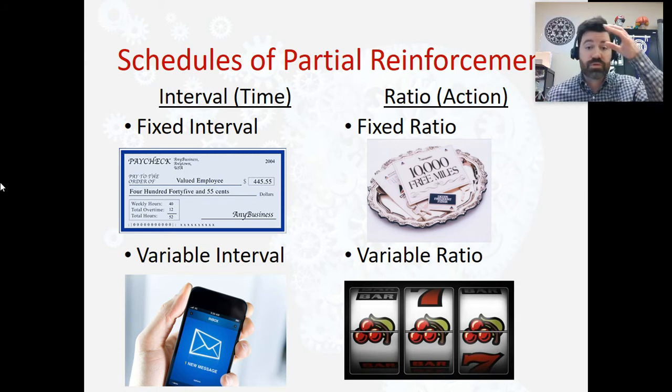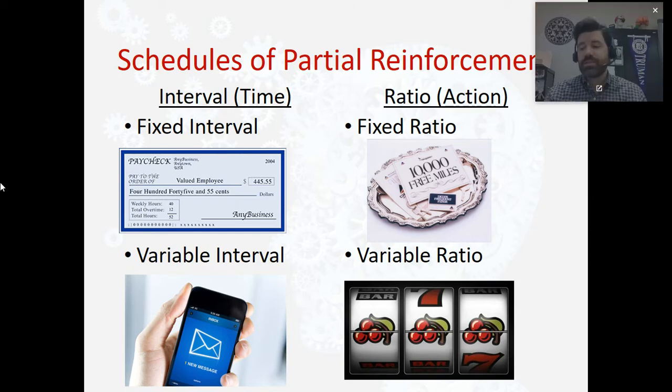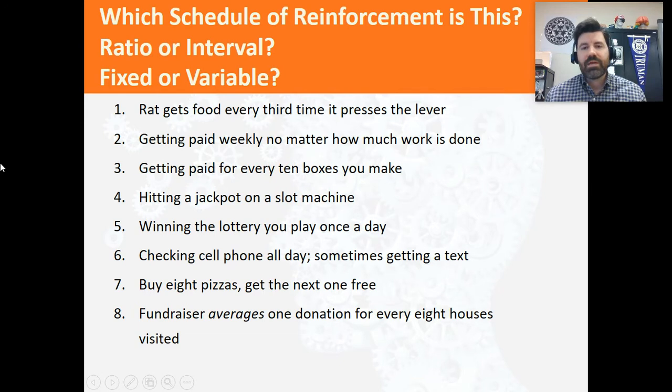So for schedules of partial reinforcement, you can ask yourself 2 questions. Is it based off of time or action? And is it consistent or is it random? If you know the answers to those 2 questions, you can figure out what type of schedule it is. So let's look at some examples. Okay, might be a good idea to pause the video, look at these 8 examples, and see if you can come up with what the answer is. So I'll kind of pause 1 second or 2.